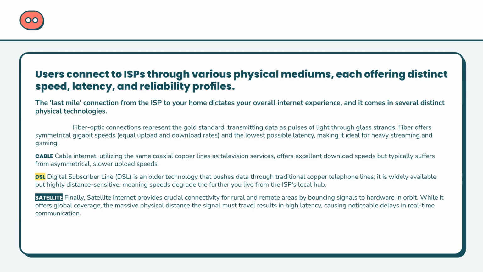We connect to ISPs through various physical media. Fiber optic cables offer the best speed and latency, while cable, DSL, and satellite options provide different levels of accessibility, distance sensitivity, and signal performance depending on your location.